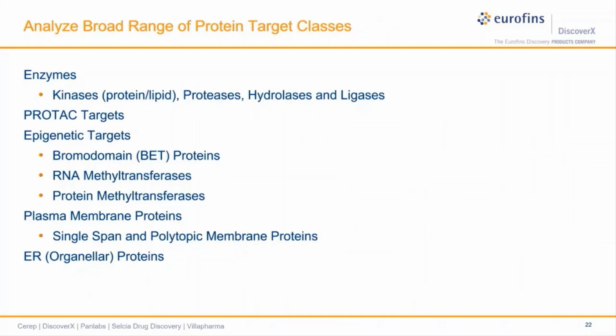InCELL target engagement assays have been successfully developed against a broad range of protein targets, as shown in this list, including enzymes, kinases, proteases, hydrolases, and ligases, PROTAC targets, epigenetic targets, including bromodomain BET proteins, methyltransferases for nucleic acid and protein. This has included targets which are plasma membrane proteins, both single span and polytopic membrane proteins, and even organellar proteins.